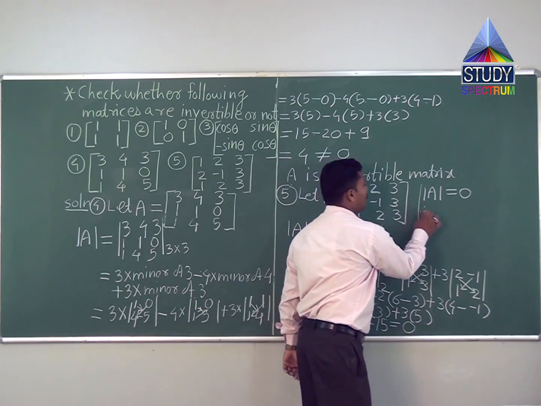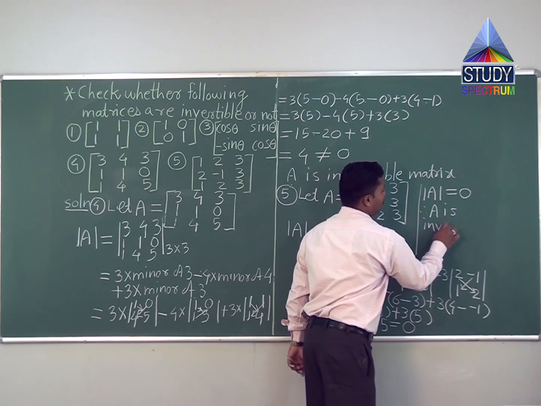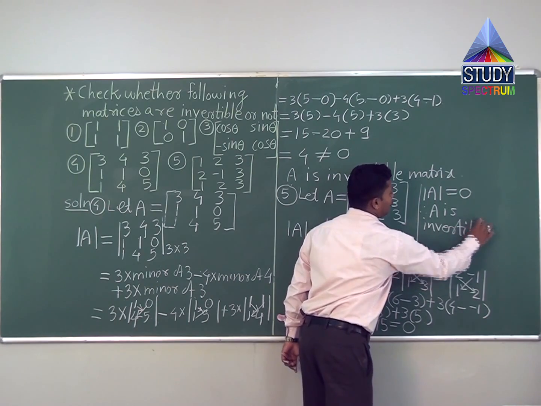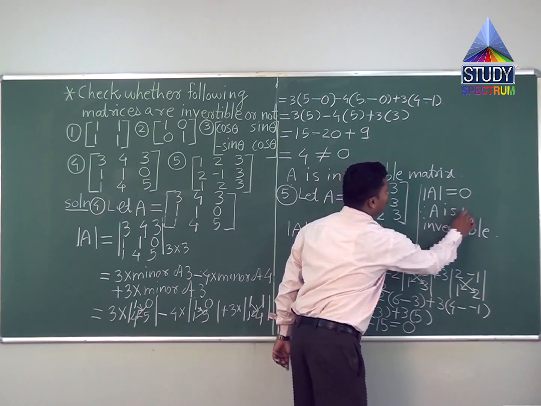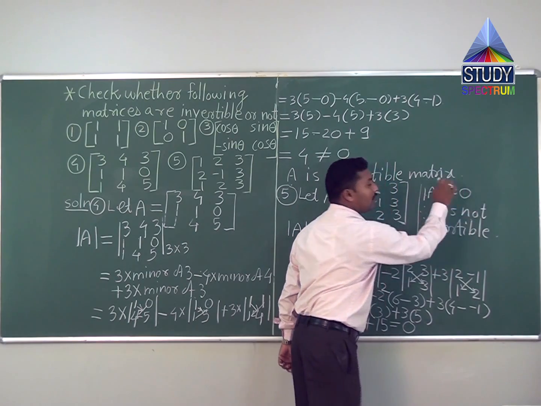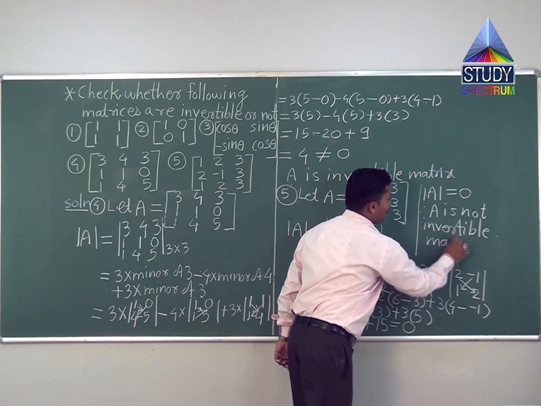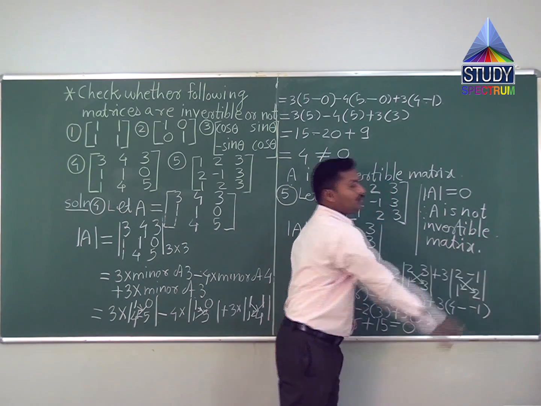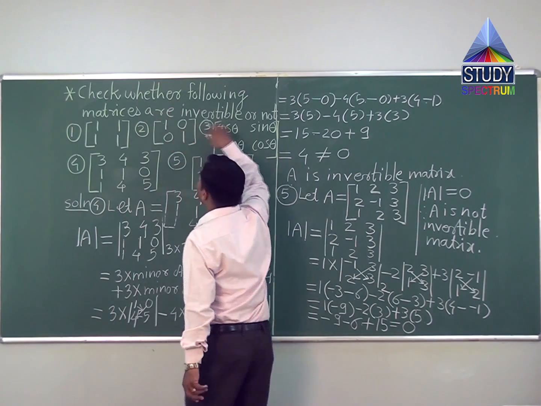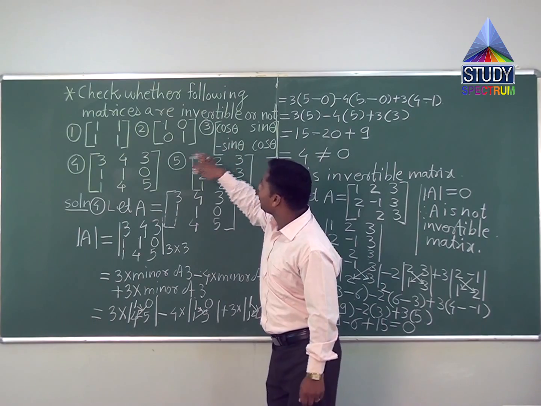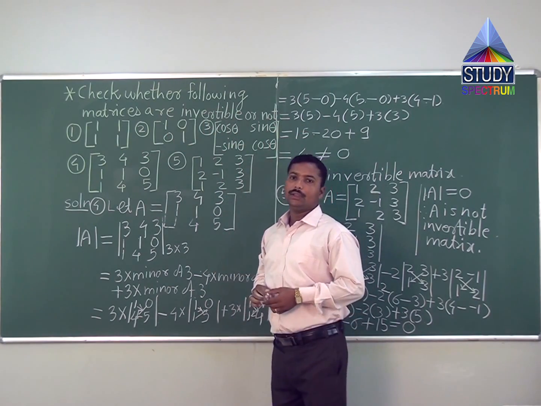So A is not invertible because determinant A equals 0. So A is not an invertible matrix. And in this manner we check all these given matrices for invertible or not invertible.